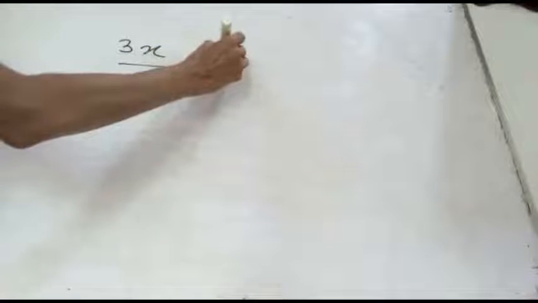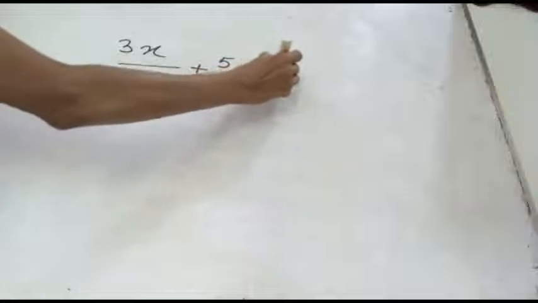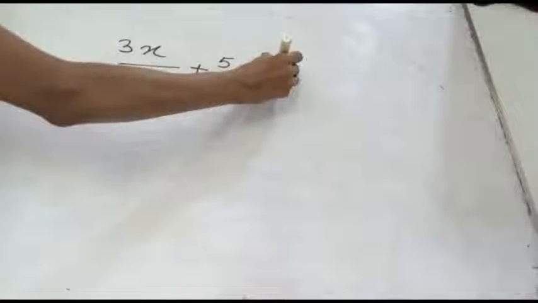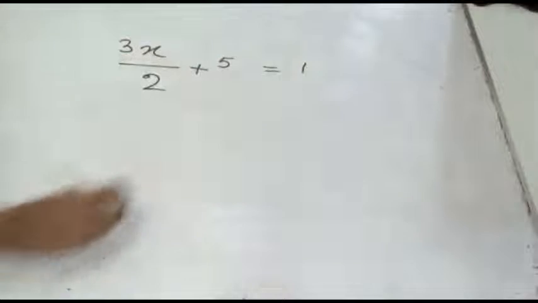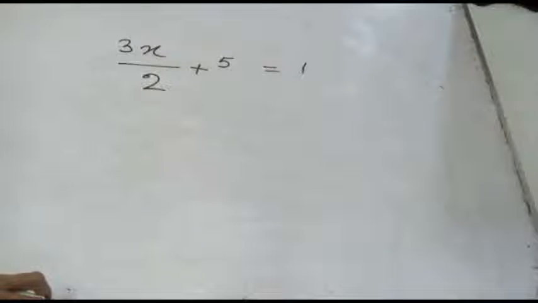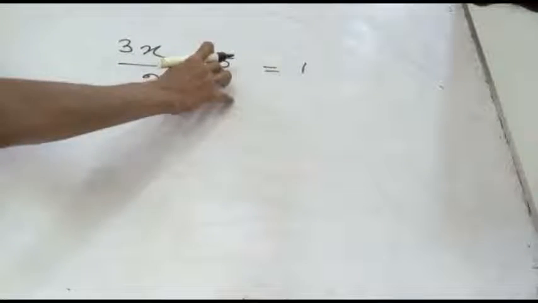Next question. 3x/2 + 5 is equal to 1. Now we subtract 5. Now look at this question: 4 times (3x/2 − 1) is equal to 8.